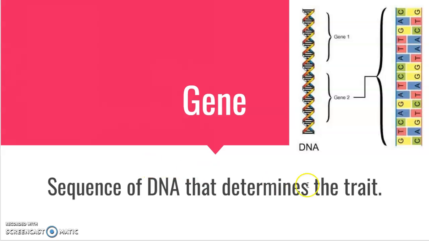And I put a picture on here. If you'll remember, DNA is a long, long chain of genetic material. And each gene is just a piece of that DNA. So each gene will give a person a certain trait, and those genes are located on the DNA.